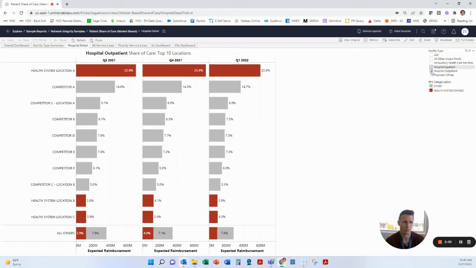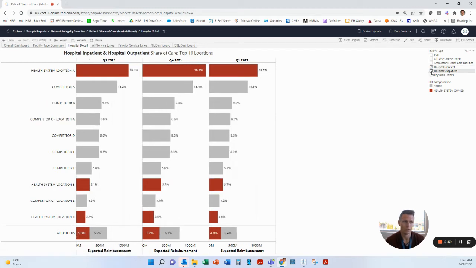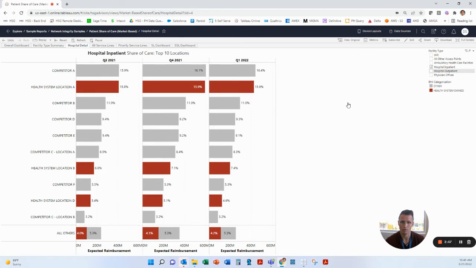Maybe we want to do the same thing if we click on the right, to look at how that differs for inpatient facilities. So now looking at just the inpatient aspect of things in those sites of care. What does our share look like? What are our top locations? And then what is the expected reimbursement or revenue that we would anticipate flowing through each of those separate locations.